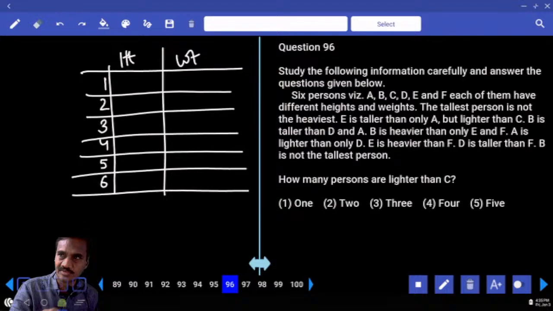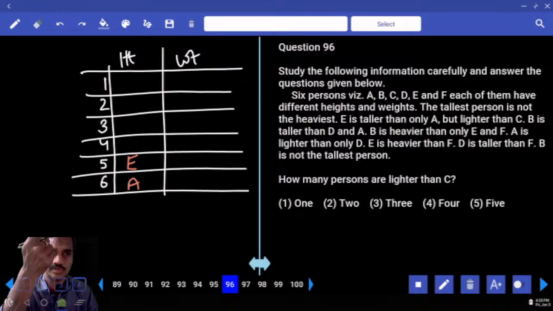E is taller than only one person, and shorter than all the remaining. So where should E and A be? E is taller than only one person but lesser than the remaining four. Clear? E is taller than only A but lighter than C. Now E is lighter than C, that is, lighter means it comes here. E is lighter than C.